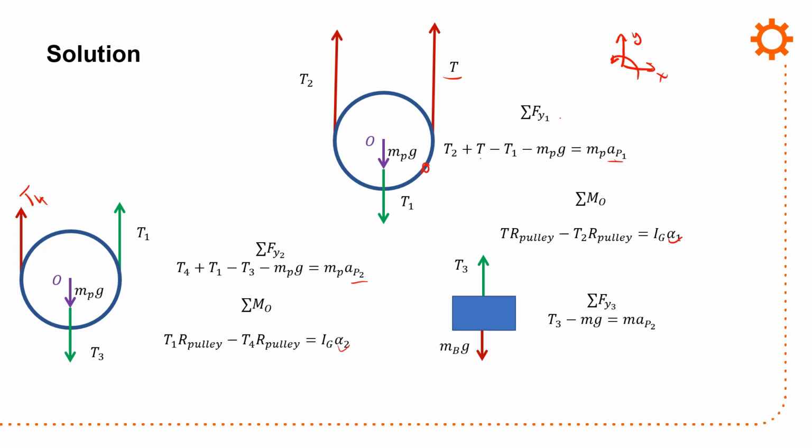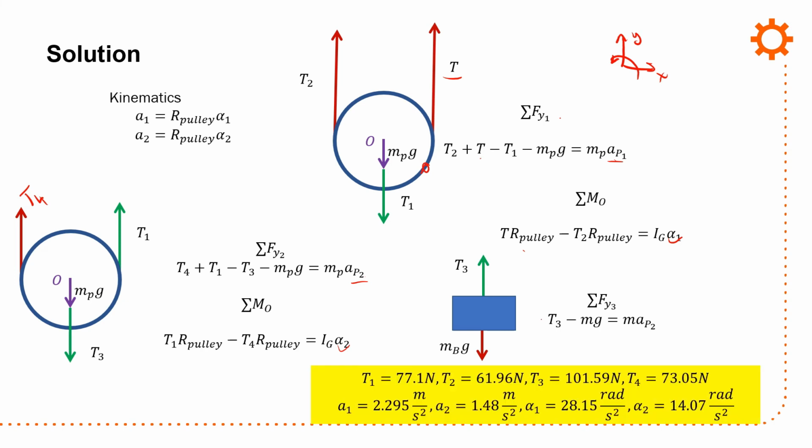So I have 1, 2, 3, 4, 5 equations, but 7 unknowns. So I need a couple more relationships, and I get that from my kinematics. Acceleration 1 is R_pulley alpha 1. Acceleration 2 is R_pulley alpha 2. These always are problems where you have no slip.